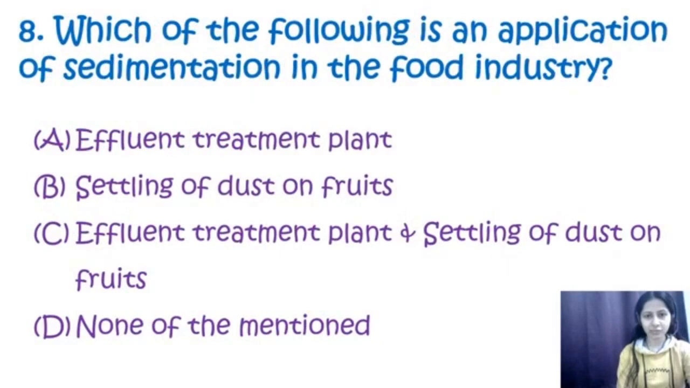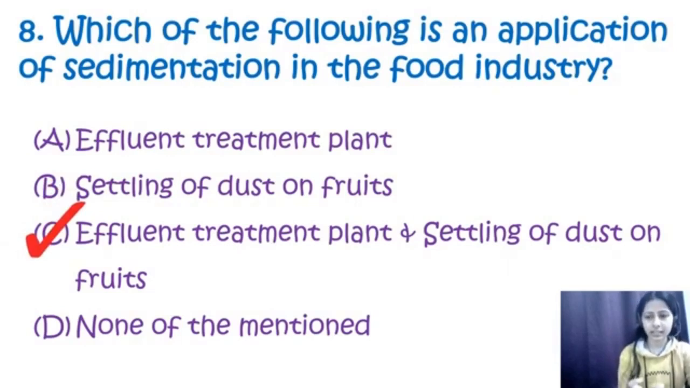Number 8. Which of the following is an application of sedimentation in food industry? A. Effluent treatment plant. B. Settling of dusts on fruits. C. Effluent treatment plant and settling of dusts on fruits, and D. None of the mentioned. So the correct option will be option C, that is effluent treatment plants and settling of dusts on fruit.